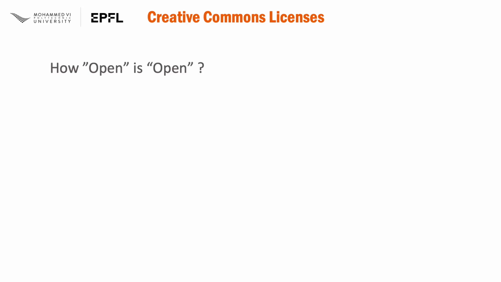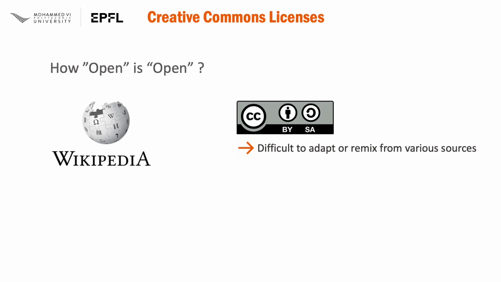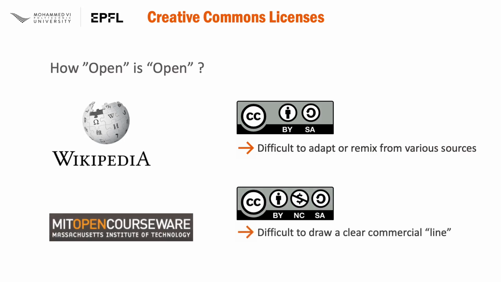Let's take 2 well-known examples of educational repositories. Wikipedia, the free online encyclopedia, one of the most important collections of open content and most visited sites on the internet. It requires all derivative works to adopt a specific license, author attribution, and share alike. MIT OpenCourseWare, another important collection of open content, offering free lectures, notes, exams, and videos, requires all derivative works to adopt another specific license, attribution, non-commercial, and share alike.